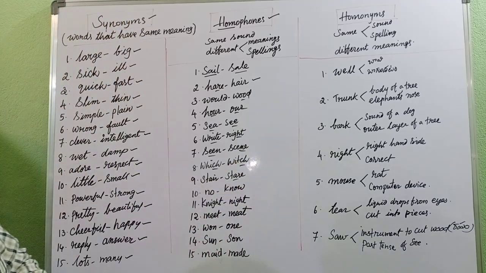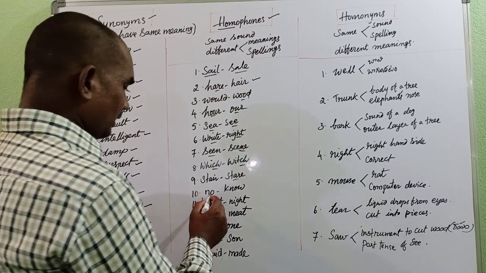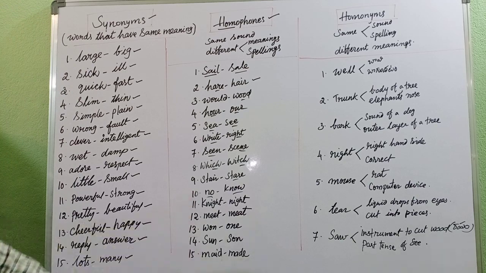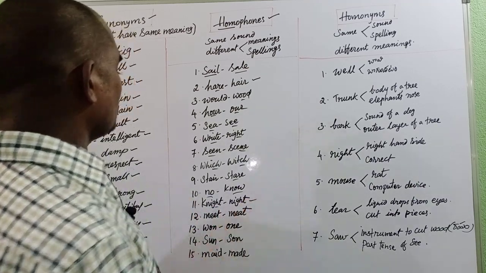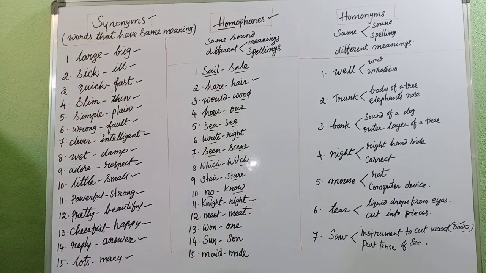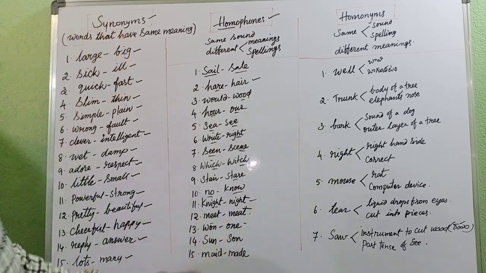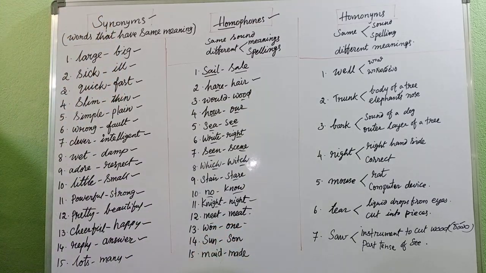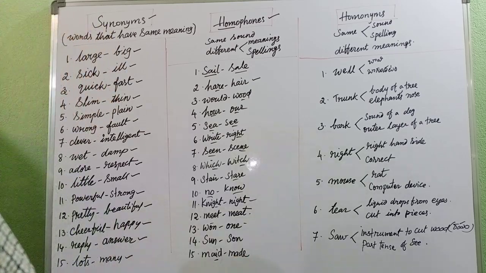Stare, staircase, and stair. Stare means to look fixedly. Stare and stair. No, and nothing or nil. No, know. Night and knight, a king, prince. Night and ratri. Meat and meet. Meat is flesh, meet means to encounter. One, one. Sun and the sun. Son and a son. Maid and a servant. Maid, made, I prepared.